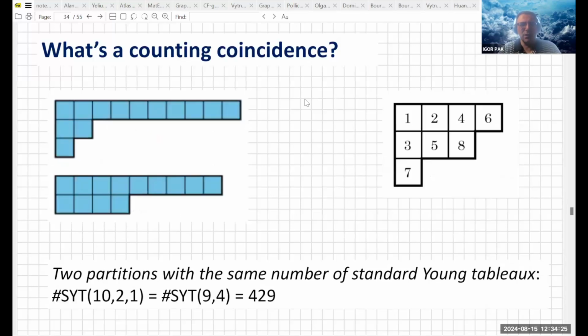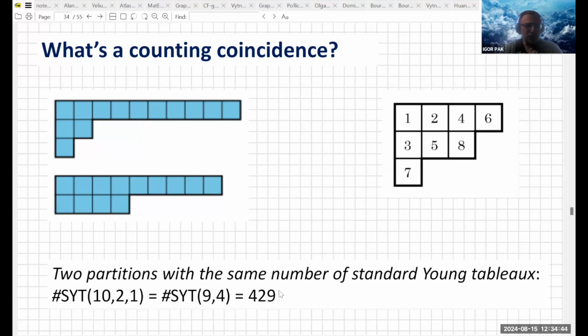Let's move to things we all know and like. So I figured out here are two Young diagrams which have the same number of standard Young tableaux. Why? Which I just wrote, it's 429. That's what the hook-length formula gives us.